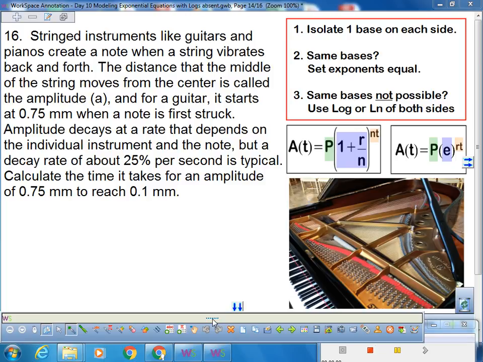Is there anything talking about compounding at a different rate? Is there anything talking about continuous growth? No, so it's the one we already know. Those are your 2 key words: compounded continuously and compounded something else. Compounded continuously is E. Compounded something else is that formula.